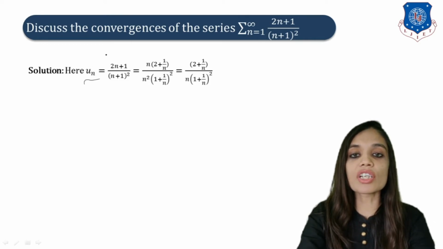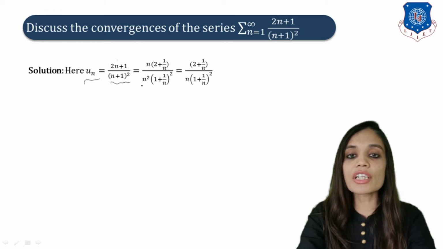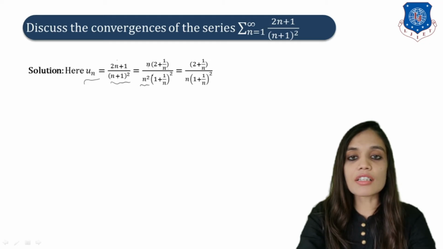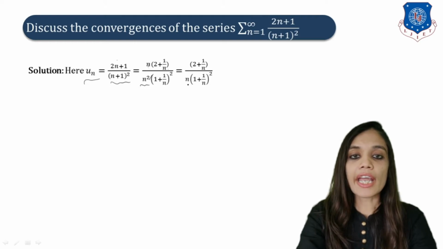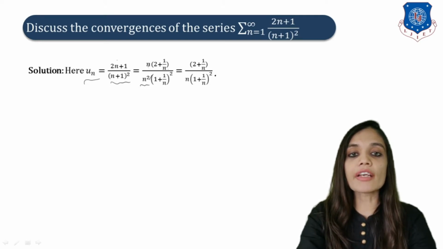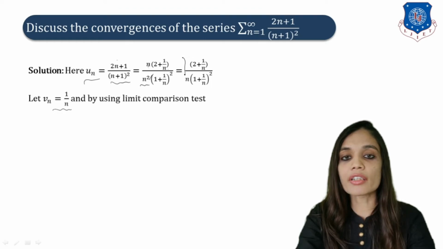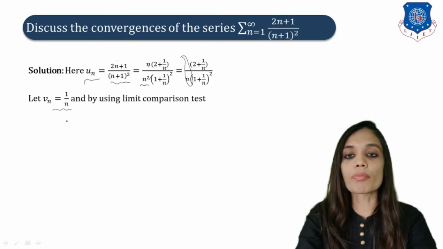So what we will do is we will take out n common from the numerator and denominator. So you will get n times (2 plus 1 upon n). From this, n square will get out common. So n square times (1 plus 1 upon n) whole square, right? Now we can cancel this n. So what will remain? (2 plus 1 by n) upon n times (1 plus 1 upon n) whole square. So from this we will assume our Vn as 1 upon n. Okay, you can assume Vn as 1 upon n.